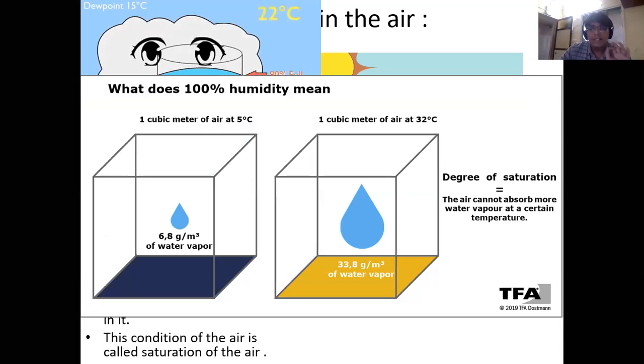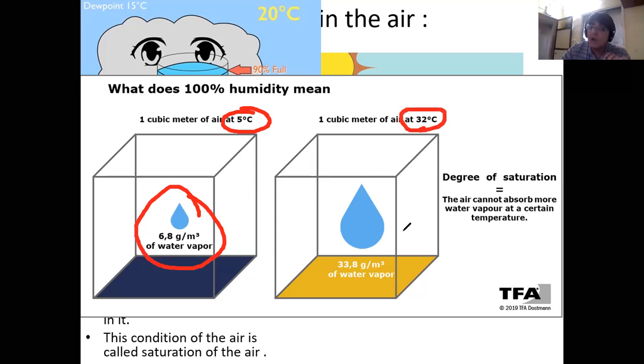So see here very carefully. When the temperature is 5 degrees Celsius, the moisture holding capacity in 1 cubic meter is 6.8 grams per meter cube. When the same temperature becomes 32, now it can hold much more water vapor, 33.8 grams per meter cube.